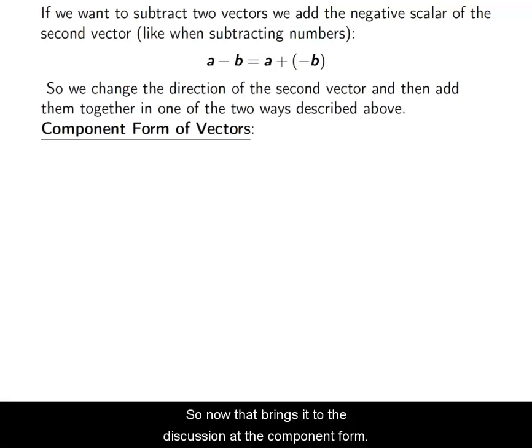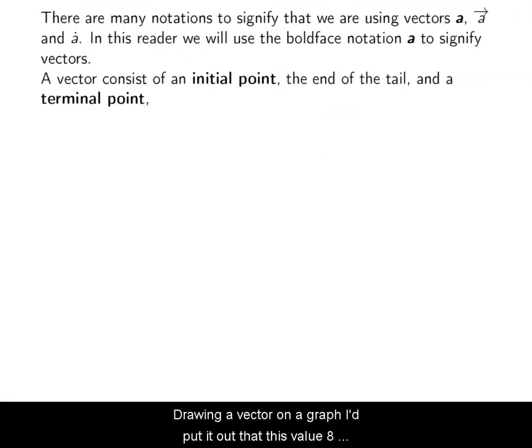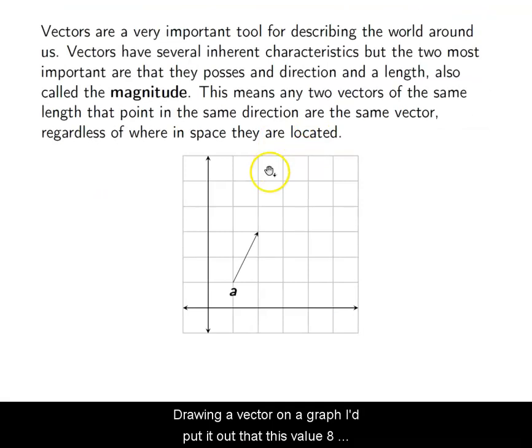So now that brings us to the discussion of the component form of vectors. The component form of vectors is talking about the pieces that make up the actual vector. So when we came over here to this initial discussion of drawing a vector on a graph, I pointed out that this value of A is over 1 and up 2, no matter where it is in space.